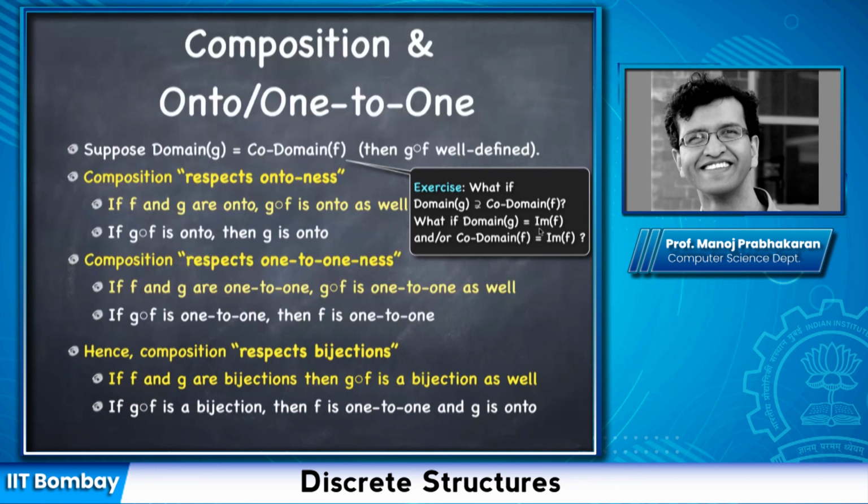Okay. And what if I also cut down the codomain of f to just be the image of f? Again, in these cases, these statements would slightly change, and I would leave it as an exercise for you to figure out what happens in those settings. Okay, so I'll leave you with those exercises.